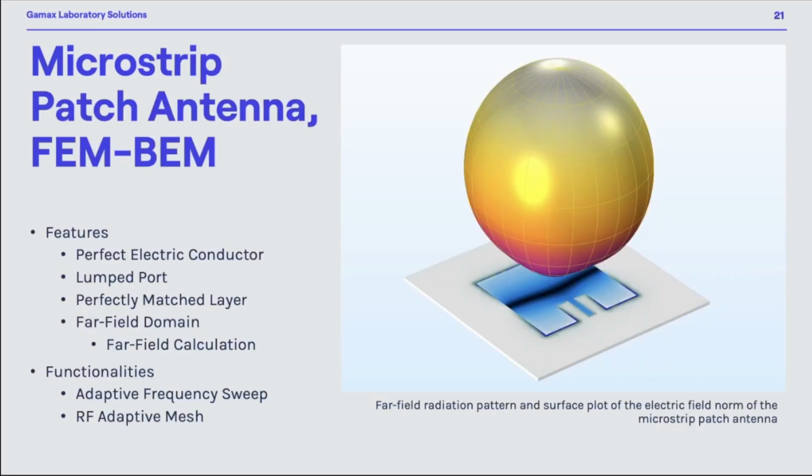Okay, so let's jump into our first demo section. This will be a microstrip patch antenna. So we will start with this, and we will see what different boundary conditions we are going to apply.